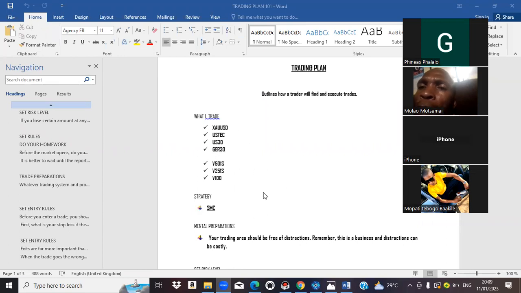Make sure after this lesson, you follow a trading plan. Next, the strategy that you are using. The strategy that you are using is SMC. SMC is smart money concept. You can use SMC alone, or sometimes I add confluence using the retail method. So you can use SMC without trend lines, or you can use SMC with them.